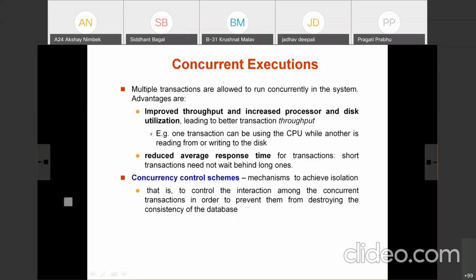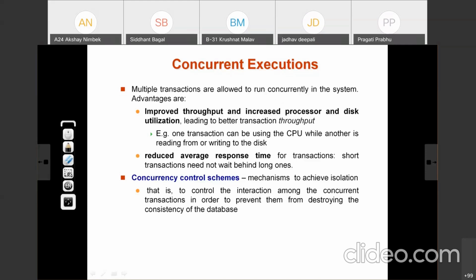Now see, concurrent execution means multiple transactions are allowed to run concurrently in the system. What are the advantages? Improve the throughput and increase the processor and disk utilization.